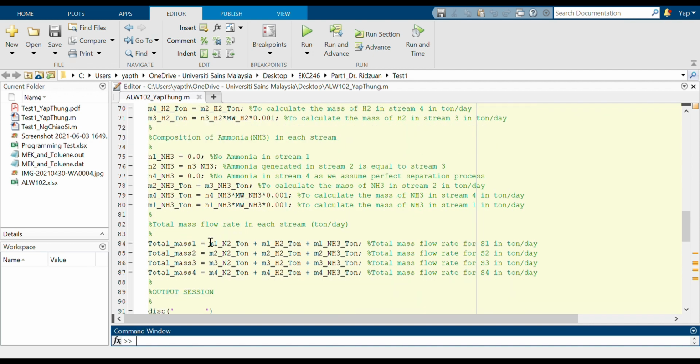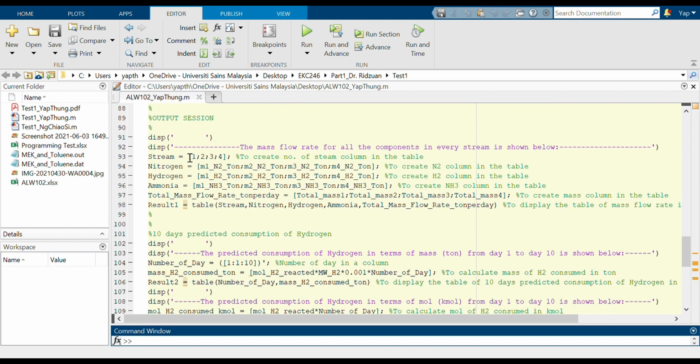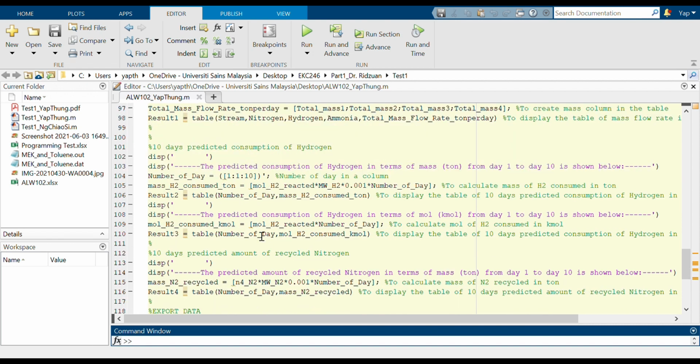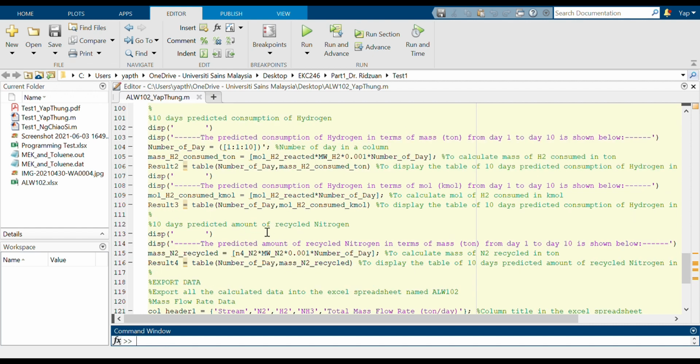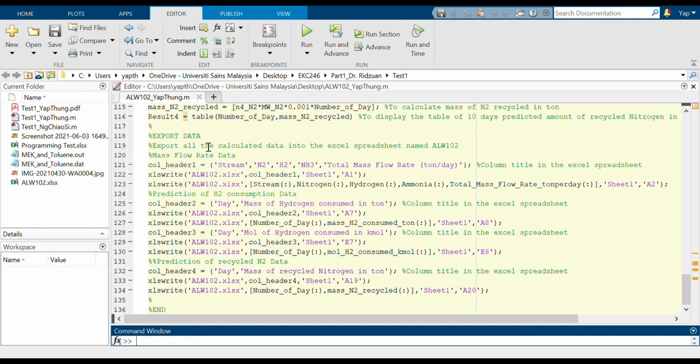And then after that, I have calculated the total mass, as we need to check back the mass balance. The mass inlet is equal to the mass outlet. So finally, I have calculated the consumption of hydrogen for 10 days and the amount of recycled nitrogen for 10 days. And lastly, I have exported all the data into the Excel sheet. So now I will run the program.